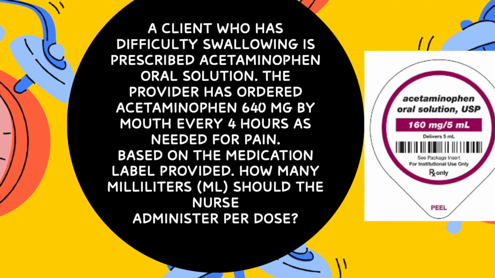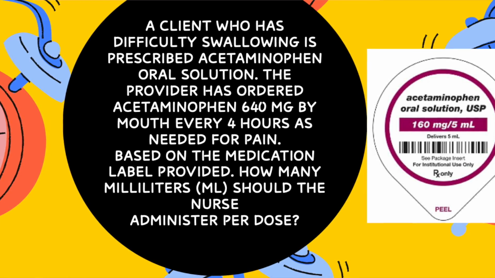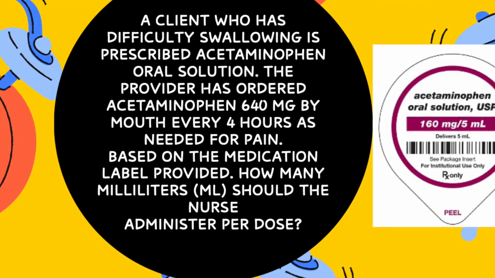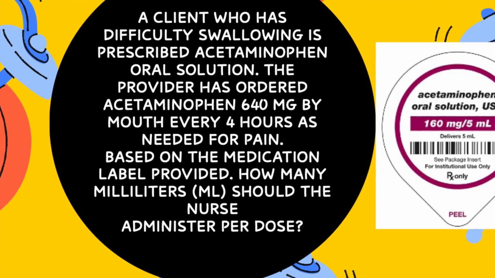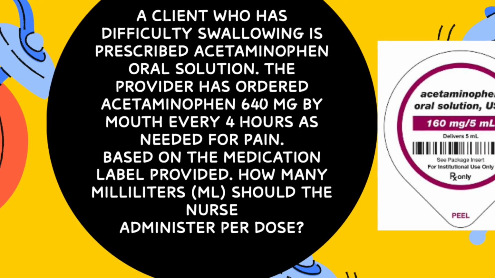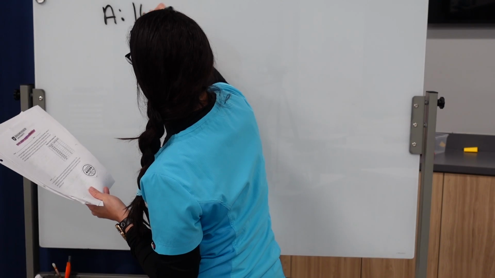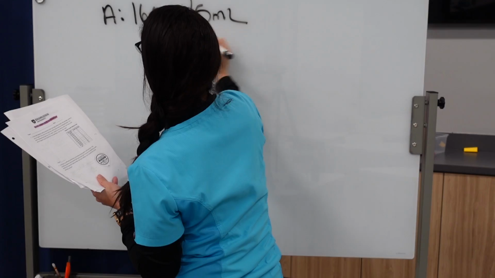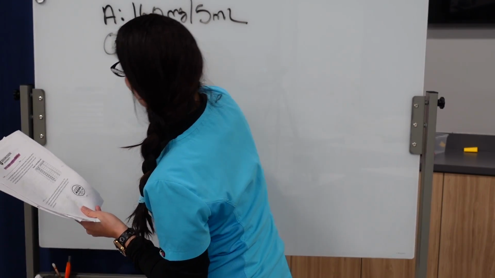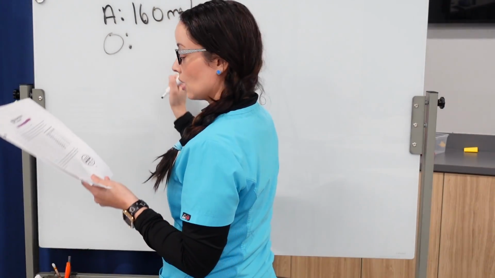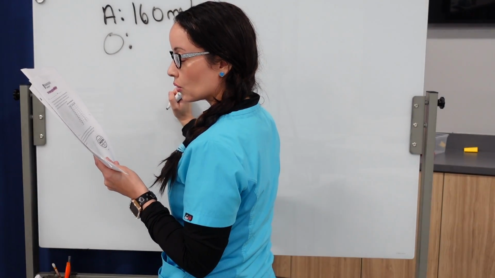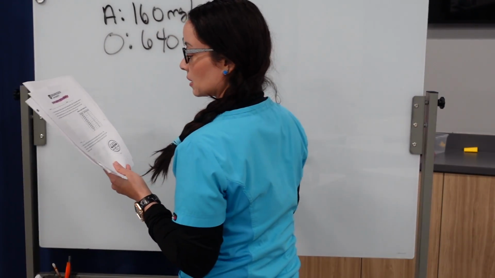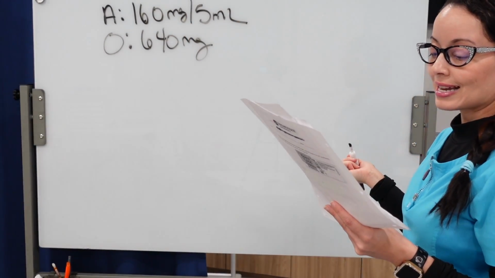So we are looking for milliliters. How many milliliters should the nurse administer per dose? The other thing I highly encourage that you do is write what's available: the medication comes in 160 milligrams per 5 milliliters. You can also say supply. This is the supply. Now the order says the provider has ordered acetaminophen 640 milligrams by mouth every 4 hours as needed for pain.